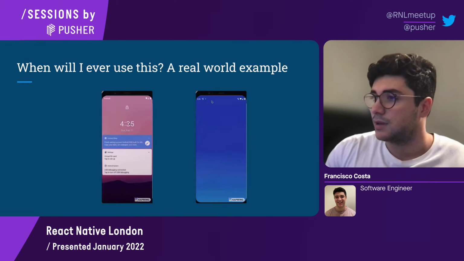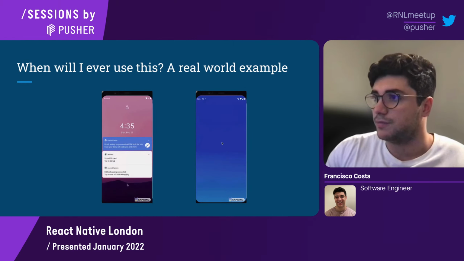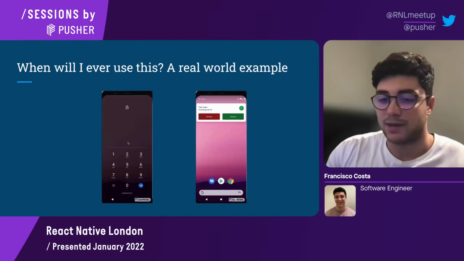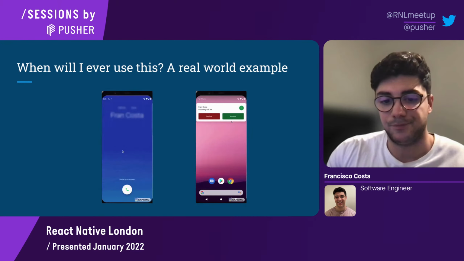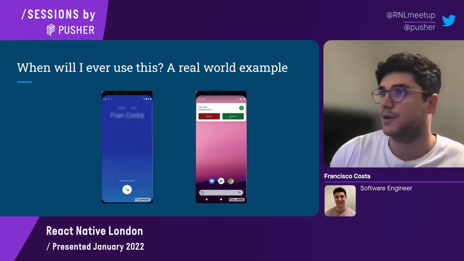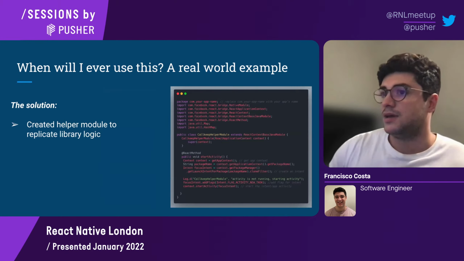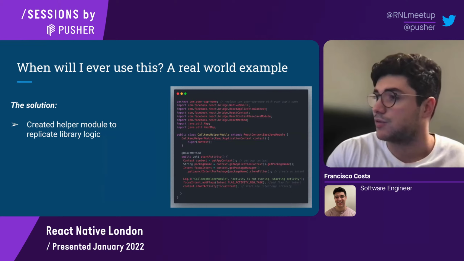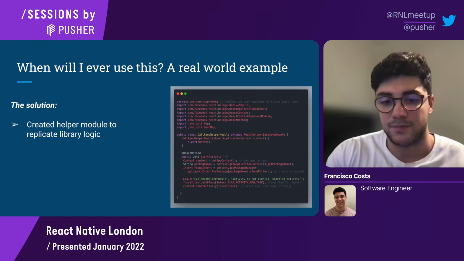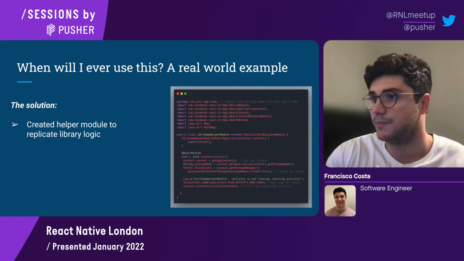I figured out that the problem was internal to the library itself. And so what I did was create the start activity class, much like you saw, and tried to call it to actually start a React Native activity from that call button.